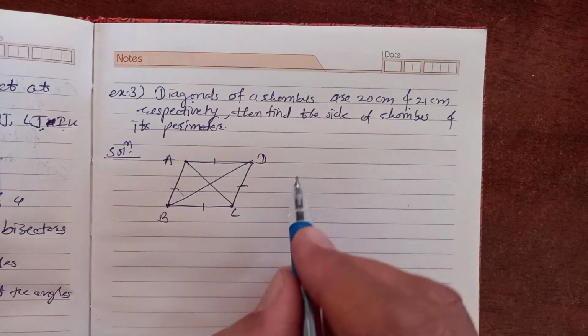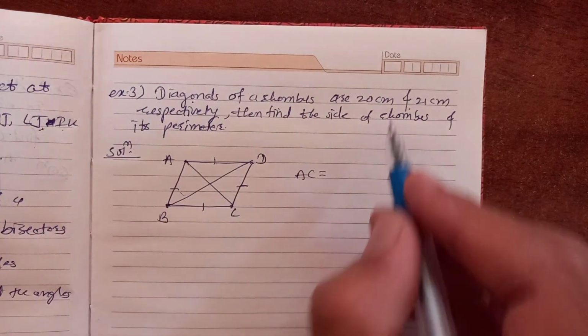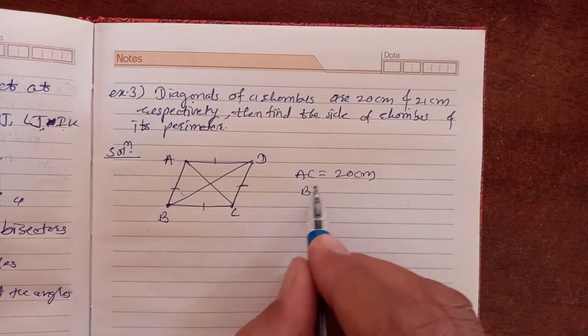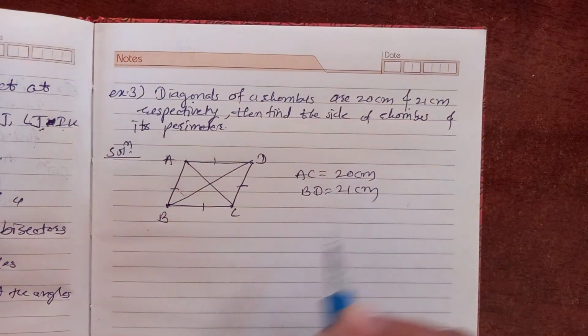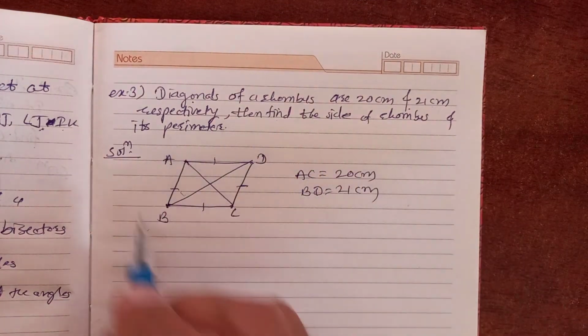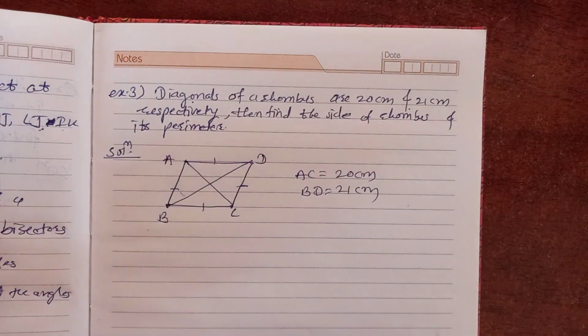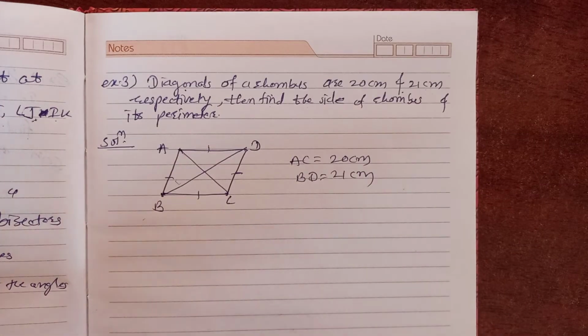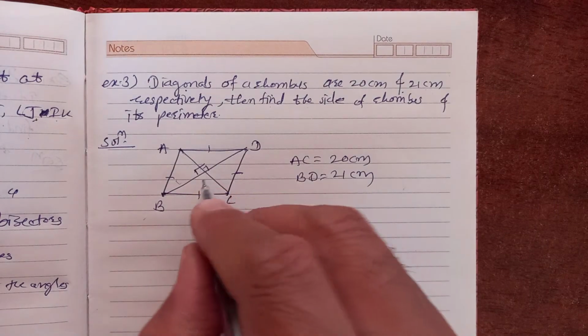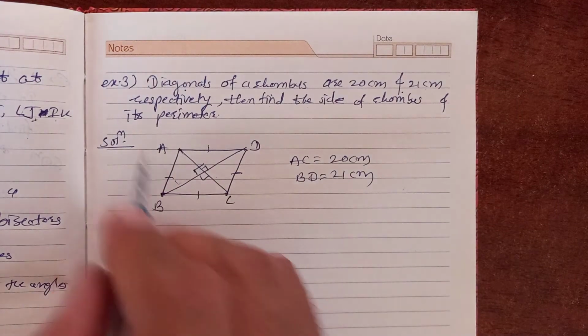Suppose this is the smaller one. AC is 20 centimeter and BD is 21 centimeter respectively. Then find the side of the rhombus, any one side, because all sides are equal, and its perimeter. Perimeter means sum of all sides. Now we know diagonals of a rhombus bisect each other.